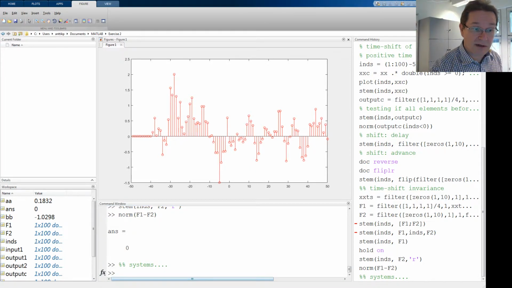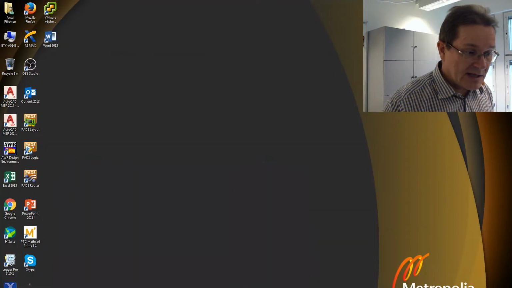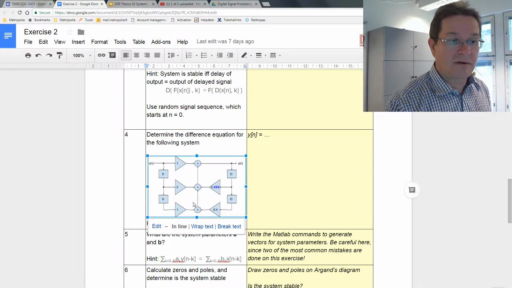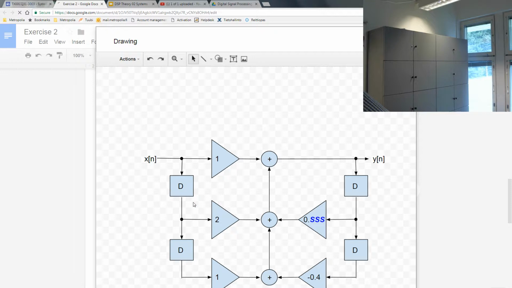Let me take another view of this one. Just to read the signal from this drawing, determine what are the parameters on the difference equation, which then turns into the filter coefficients or system coefficients at this point.